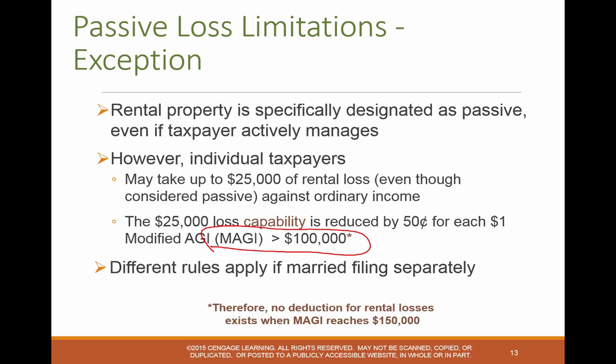So what does that mean? When you make 150 grand, you don't get to write off anything. That's it. That's exactly it. Once your modified adjusted gross income gets to 150 grand, you're done. What does that mean from a mathematical standpoint?